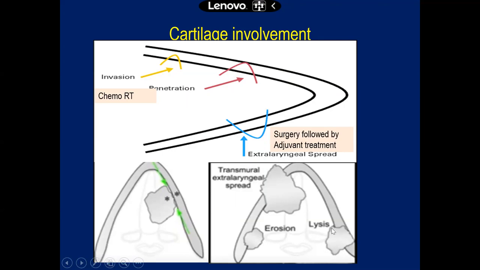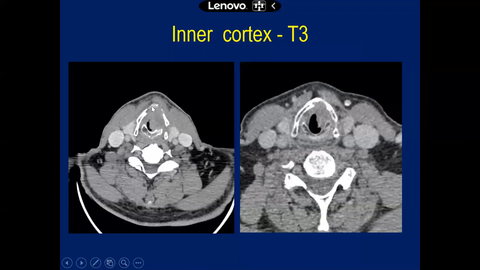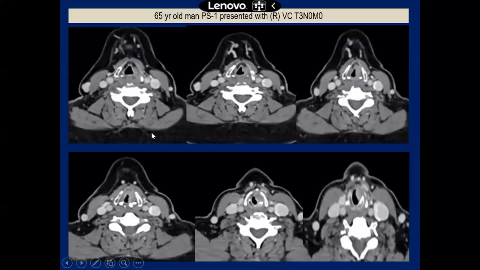It is a gray zone. We do not know whether this patient should undergo chemoradiation or whether the patient should undergo surgery. I will show you a few pictures. This is inner cortex. Can you make out? This is inner cortex, and also the patient has a subglottic extension. The T3 disease is in the inner cortex with a subglottic extension. So it's a T3 disease.